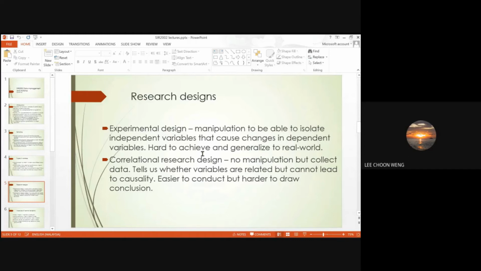However, this is still hard to generalize to the real world. But an experimental design strengthens your correlational research design. It strengthens your conclusions, and makes it easier for reviewers to accept the results in your discussion. So this is what we usually do.